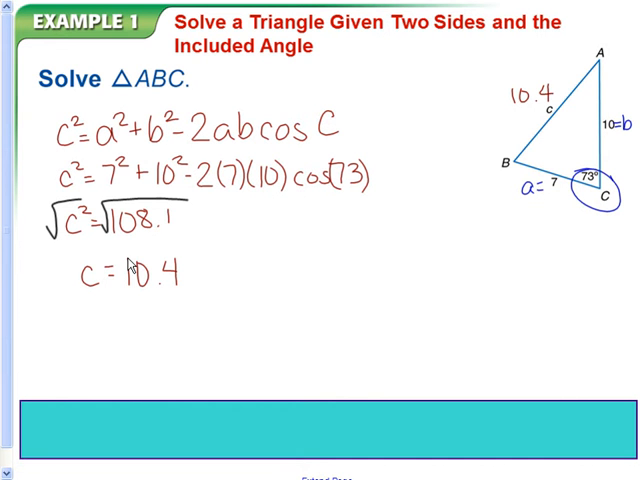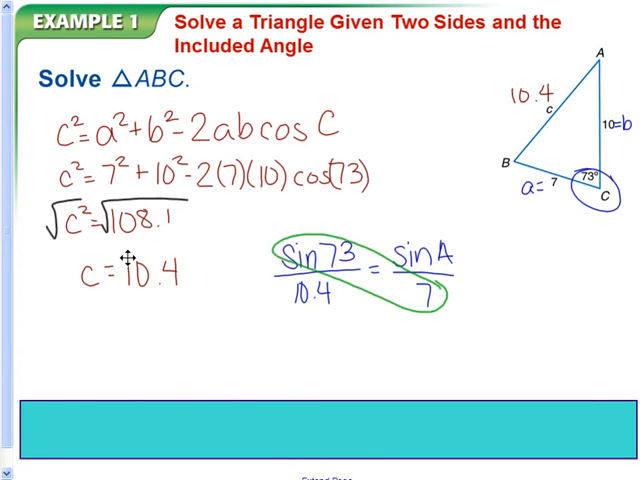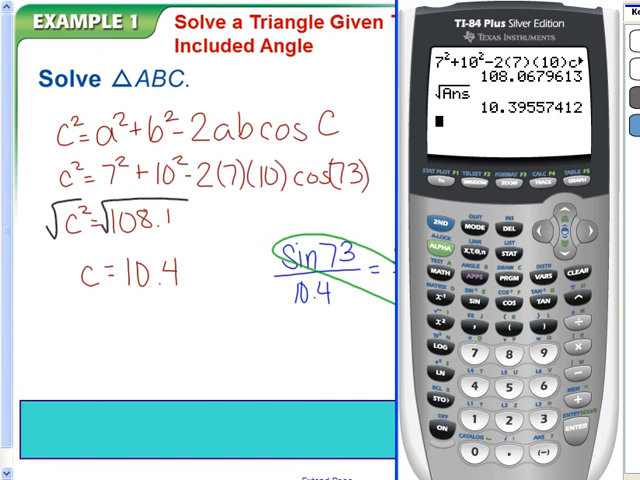Okay, now we can just go back to law of sines, because now we have a match. Sine of 73 over 10.4 equals, doesn't matter which one we do first, let's do sine of A over 7. In this one you're going to cross multiply and then divide by 10.4, but because we're finding the angle, you have to do the inverse. So we do sine of 73, close your parentheses, times 7, divided by 10.4.